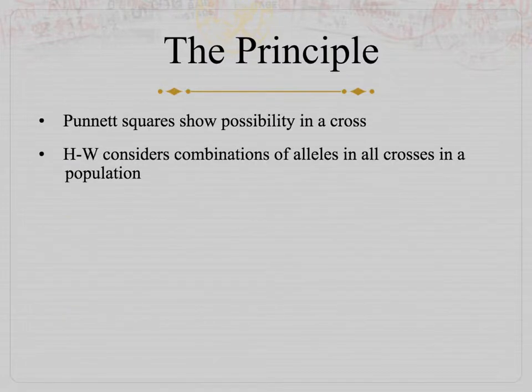In a Punnett square, when we do a Punnett square, that's going to show possibility in the cross form.